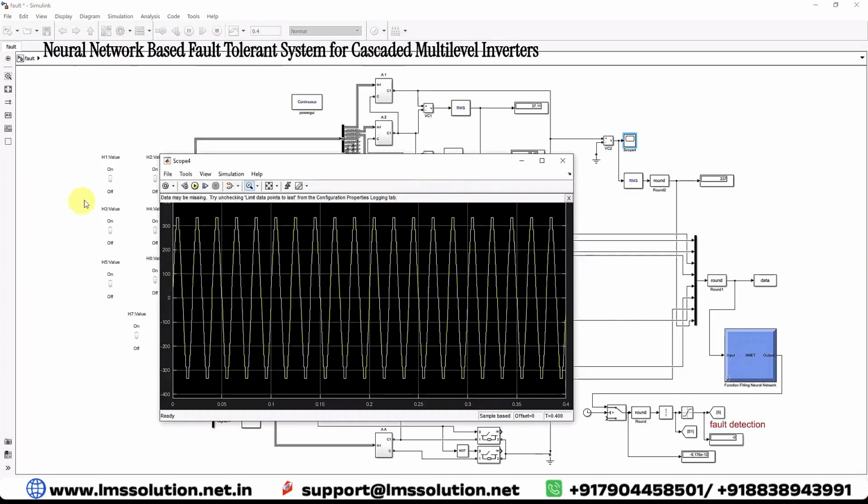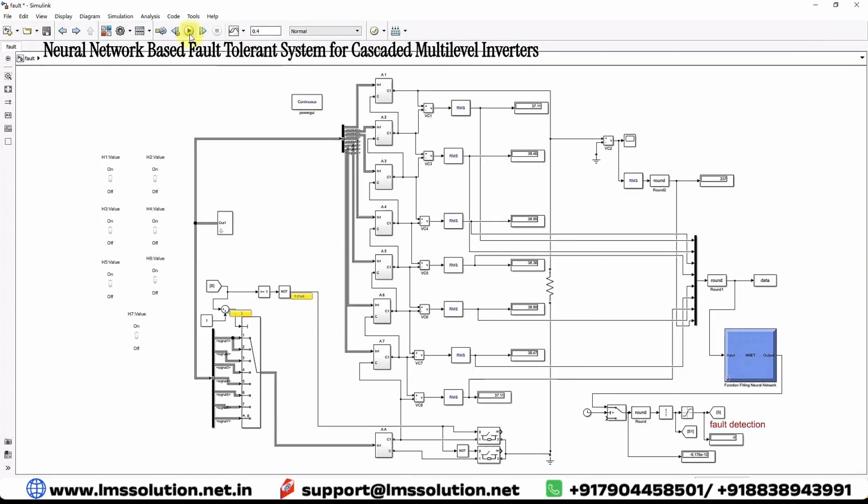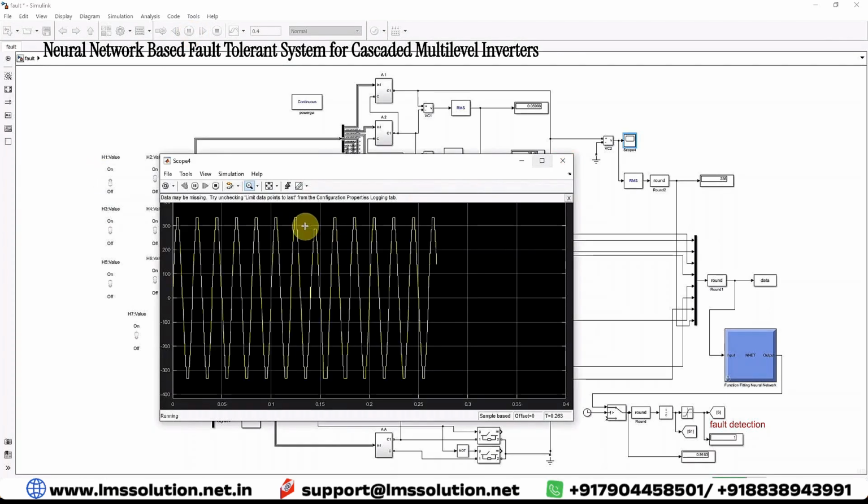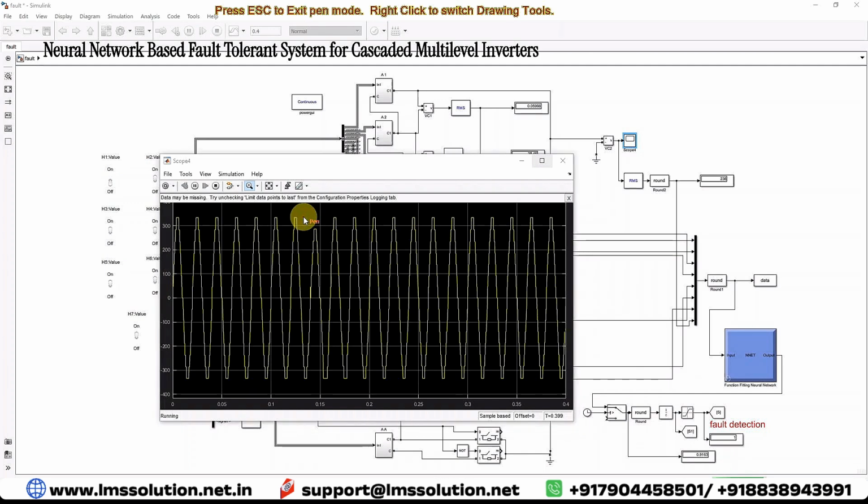Now I'm going to create the fault in H-bridge 1 and then we will see the results. Now we can see that the fault has occurred in H-bridge 1, because a reduction occurs in the system. This is automatically detected by the neural network. That means here the result will be 1. What's the meaning? The fault occurred in H-bridge 1.